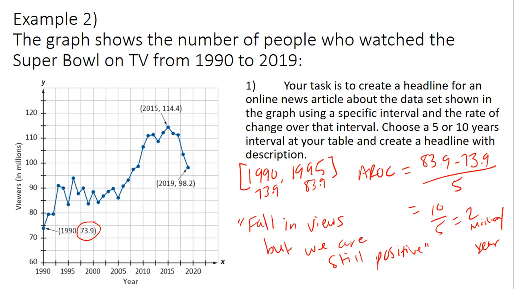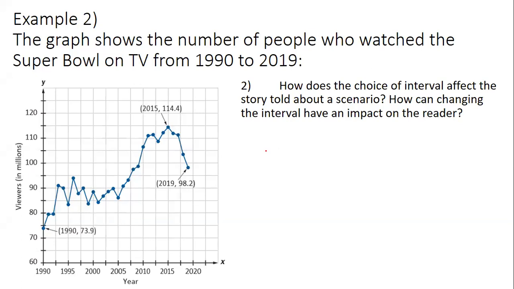All right, so find your average rate of change for your given intervals and come up with your headlines. You got this. I'm going to give you 5 to 6 minutes. Be creative. Okay, so our story or headline depended on our interval.